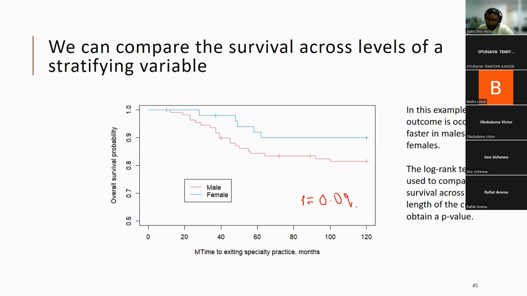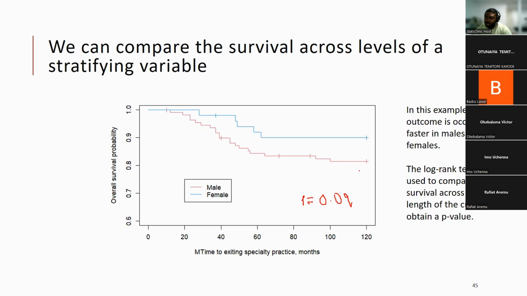Anyone? We talked about this in passing the other day. It was very quick, so this is an opportunity for us to really talk about it briefly. Anyone? How would you interpret the p-value of 0.09? Would we say that the survival in the groups is significantly different or not significantly different?